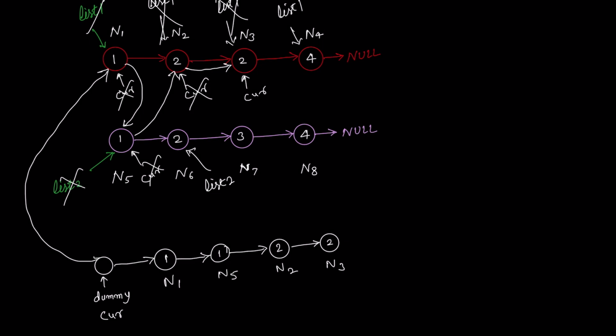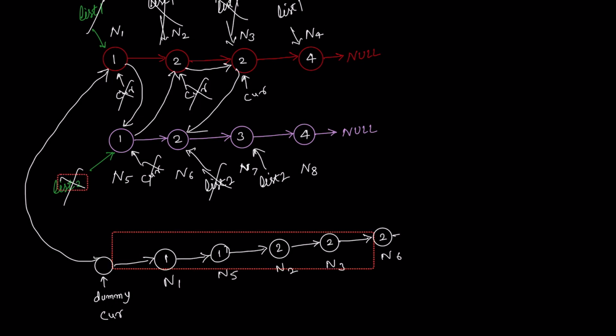Now we will compare list 1 and list 2 nodes. So 4 and 2, which one is lesser? The list 2 node. So now 2 of list 2 will come. This is n6. So from here to this one, and list 2 will now point to 3. This is list 2. Now we will compare list 1 and list 2. So which one is lesser? The list 2 node is lesser.